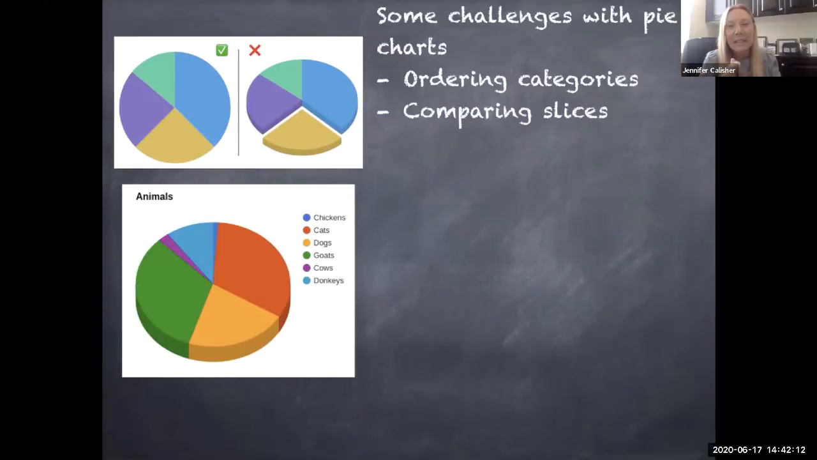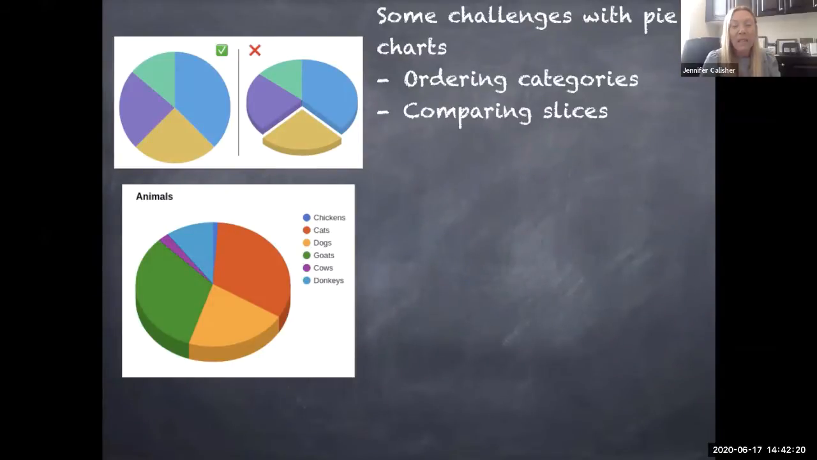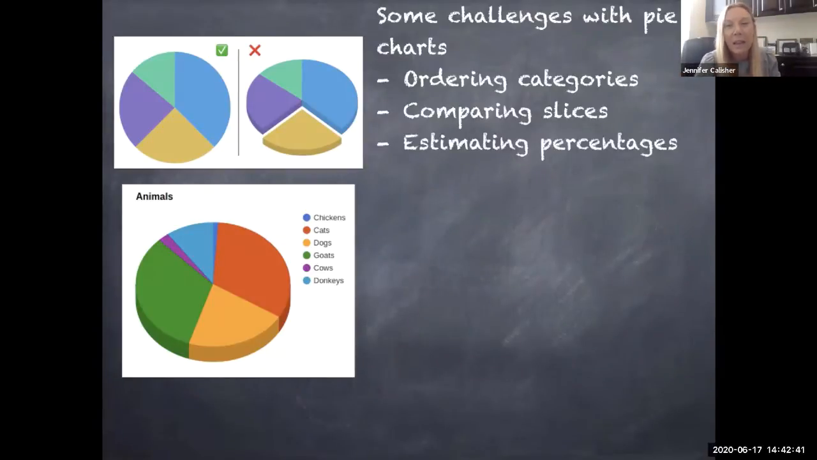What does the next thing say, Andrea? Comparing slices. Exactly. Like I mentioned previously, it's hard to compare one slice to the other. Is one group twice as big as another? It's much easier to see if I took this information and put it into a bar chart or bar graph. We'd be able to see that one group is twice the frequency of another, but here it's more difficult to see.